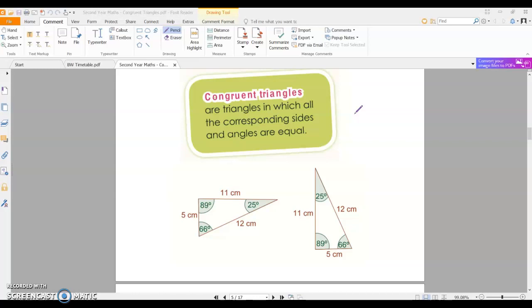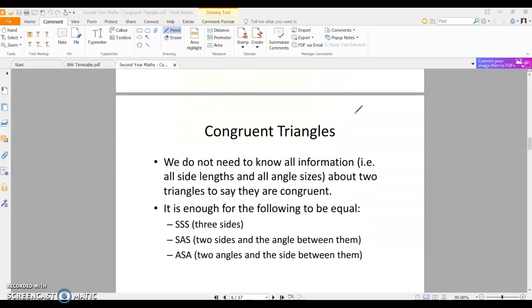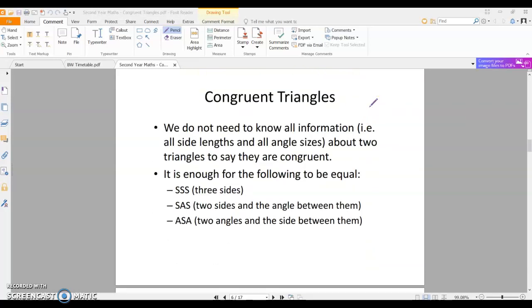But what we're going to work on is just how little information we can have and still say they're congruent. We don't need to know all the information about two triangles. It is enough for the following to be equal. If the three sides are equal, the two triangles are congruent. If they show us the three sides are equal in both of them, we don't actually need to be told the angles. They must be equal as well. So if the three sides are equal, that is enough to say they are identical, and you will know then that the corresponding angles are equal as well.